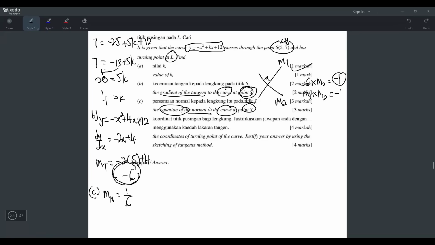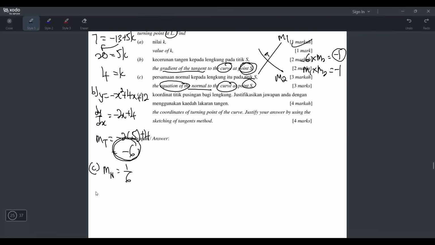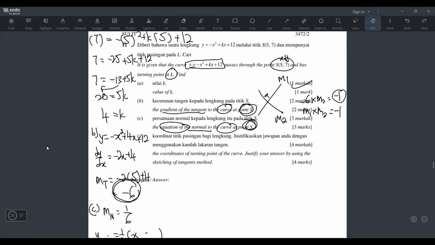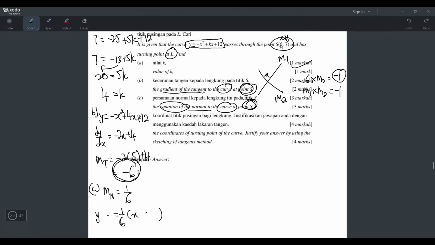But it's not over yet. They asked for the equation of the normal. You already have the gradient of the normal, so now you can find the equation. In Additional Mathematics, when you find an equation, you will always use this formula: y minus y1 equals gradient times (x minus x1). Since you are finding the equation of the normal, the gradient is 1/6. For x1, y1, you have to put point S, because you can only use points that it passes through. So y minus 7, because the y coordinate is 7, equals 1/6 times x minus 5, because the x coordinate is 5.